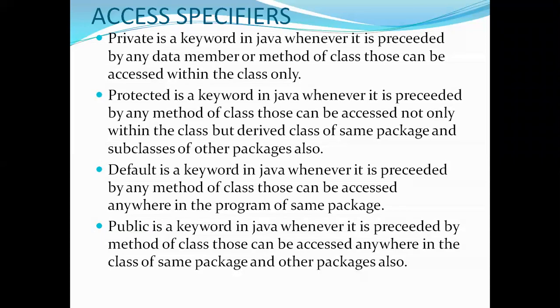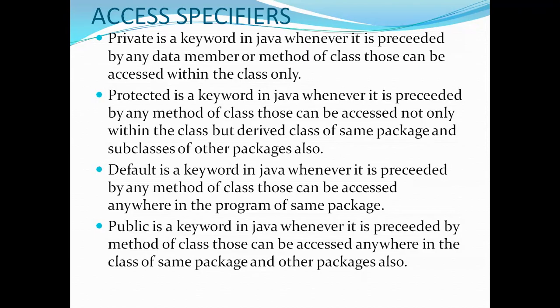And protected is a keyword in Java. Whenever it precedes any method of the class, those can be accessed not only within the class but also in derived classes of the same package and subclasses of other packages. So protected access specifiers can be accessed not only within the class but in derived classes of the same package and also subclasses of other packages. And default is a keyword in Java. Whenever it precedes any method of a class, those can be accessed anywhere in the program of the same package. That is, default can be accessed anywhere in the classes of the same package only.